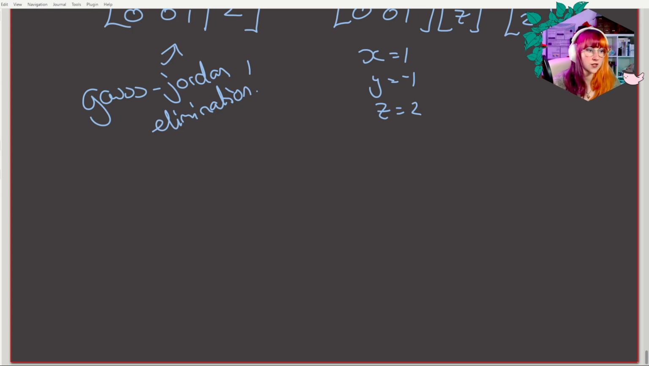quite a lot. So the only thing that we haven't touched on is what happens when you can't actually get it all the way down to an identity matrix. And that is still solvable, sort of.